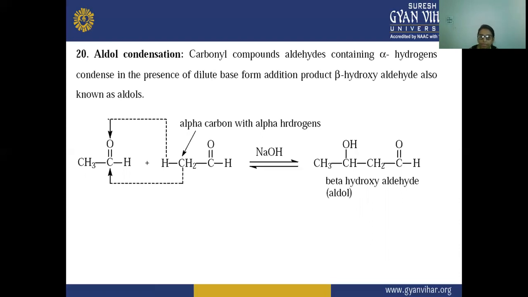So here also we have taken two molecules of this ethanal, or you can say acetaldehyde, and these are having the alpha carbon with alpha hydrogen. So in the aldol reaction, there is the presence of the alpha hydrogen, and this reaction happens in the presence of the dilute sodium hydroxide, and the product forms your beta hydroxyaldehyde. Aldol is formed here. Aldol means here ald means aldehyde, and ol means your hydroxy is present.